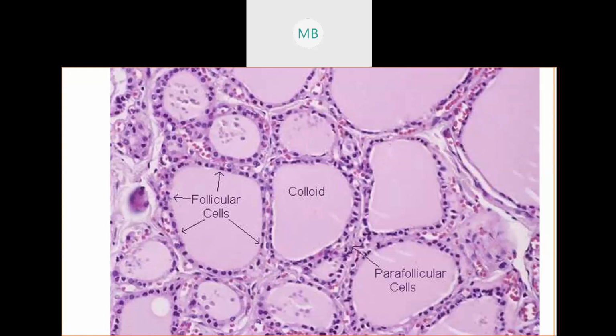So follicles are the bubbles. They are filled with a liquid protein called colloid or thyroglobulin. And then the cells that surround the follicles are follicular cells. And the cells that do not touch the follicles, right here, are parafollicular cells.